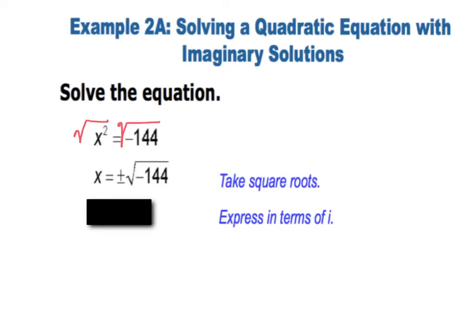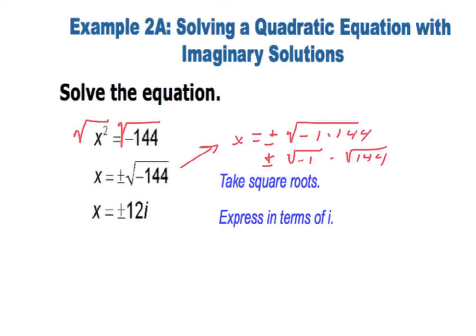Now remember, x is equal to plus or minus the square root of -1 times 144, which we can break up to be plus or minus the square root of -1 times the square root of 144. And is there a perfect square in 144? Well, yes, 144 is a perfect square. So what does that mean for us? That simply means that you can take the square root of -1, which is i, and the square root of 144, which is 12. So our answer is plus or minus 12i.